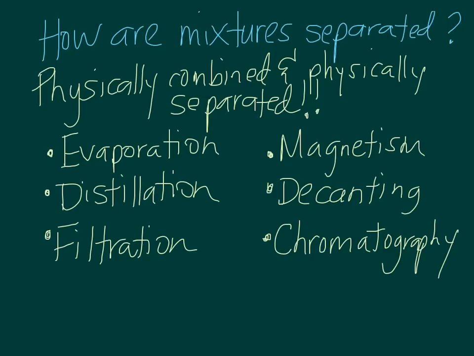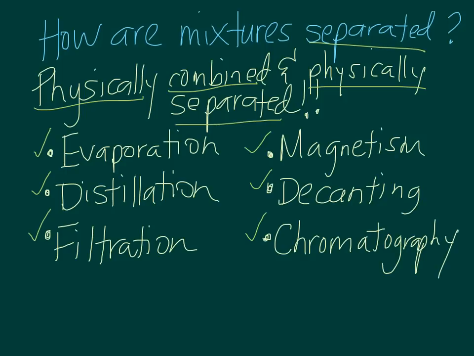So the main focus of this video is to discuss how mixtures are actually separated. So recall from the last videos that we talked about how mixtures are physically combined. So that means they can physically be separated. Now there are several different methods. There are 6 that we are going to focus on in this video and in your next lab. Those are going to be evaporation, distillation, filtration, magnetism, decanting, and chromatography. So let's look at those a little bit closer.